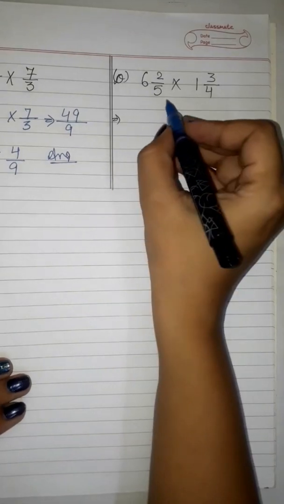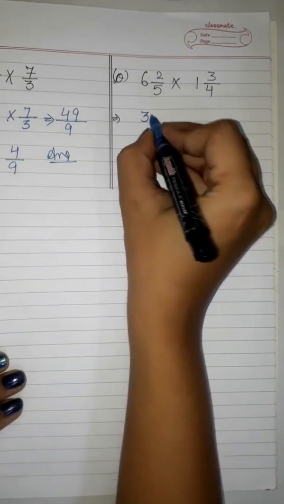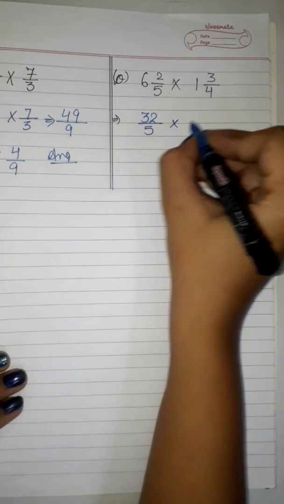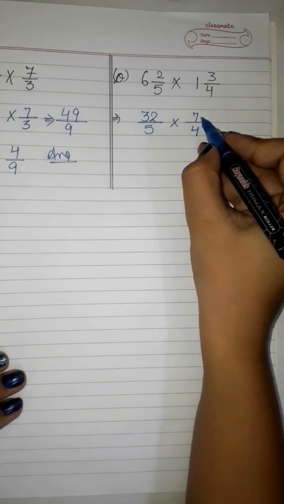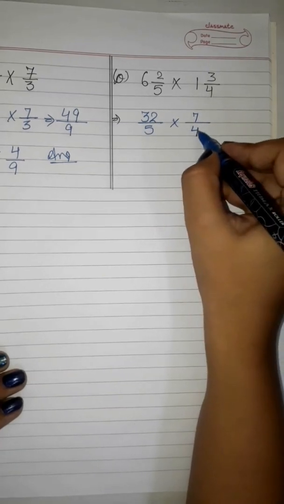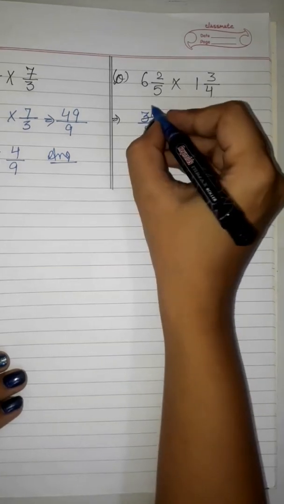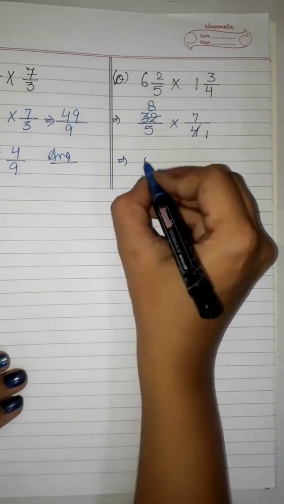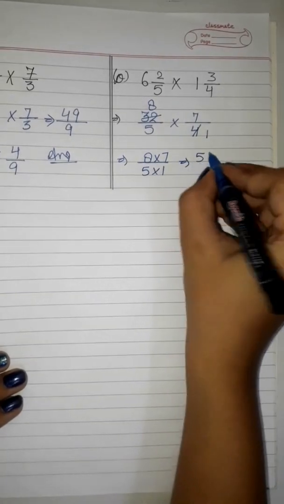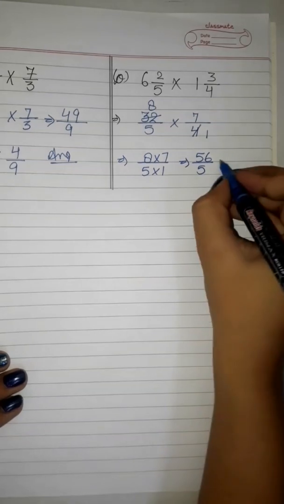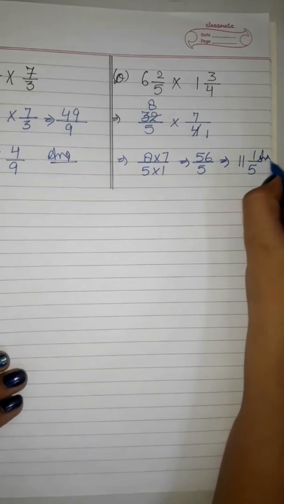Now O part, two mixed fractions are getting multiplied, change into improper. So here you will get 32 by 5 into 7 by 4. Now 5 and 7, they are already in reduced form. Divide this 4 and 32. So 4 1s are 4 and 4 8s are 32. Now what we get? 8 into 7 by 5 into 1. 56 by 5. Now we can write into mixed. 11 whole 1 by 5. This is the answer.